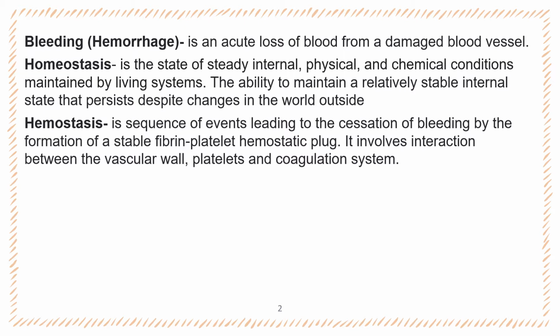Second definition is homeostasis, a state of steady internal physical and chemical conditions maintained by living systems, the ability to maintain a relatively stable internal state that persists despite changes in the world outside. Hemostasis, the third definition, is a sequence of events leading to the cessation of bleeding by the formation of a stable fibrin platelet hemostatic plug. It involves interaction between the vascular wall, platelets, and coagulation system.